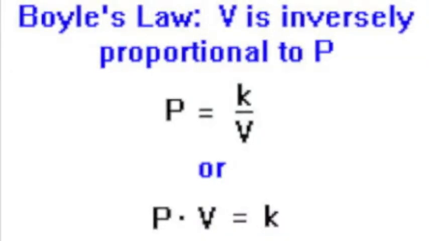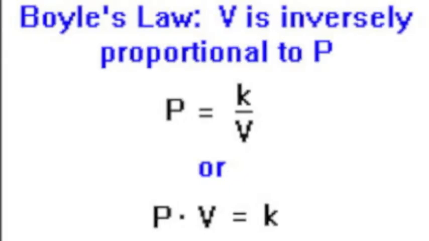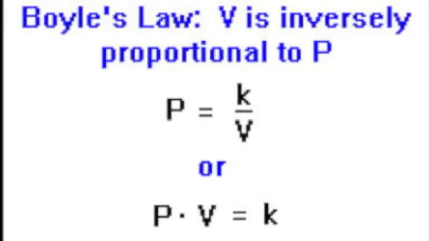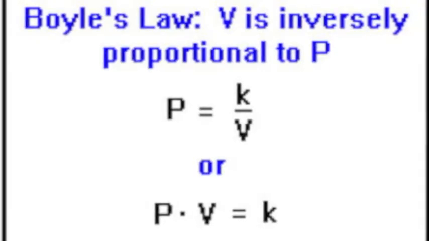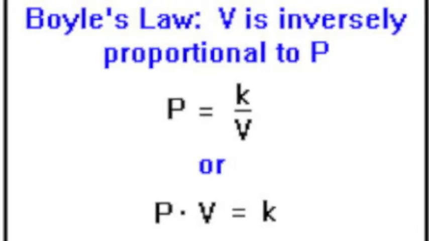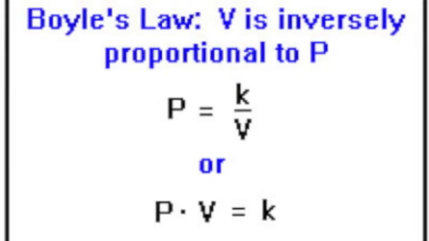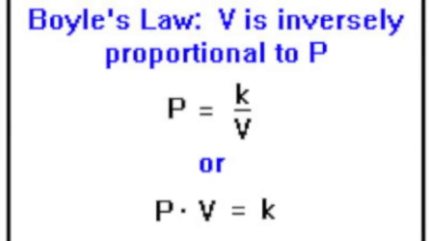Boyle's law states that at a constant temperature, pressure is inversely proportional to volume. The equation can either be written as P equals K over V or PV equals K. P stands for pressure, K stands for temperature in degrees Kelvin, and V stands for volume.